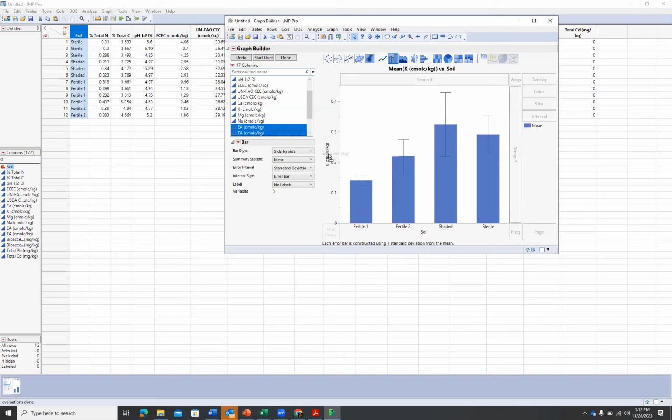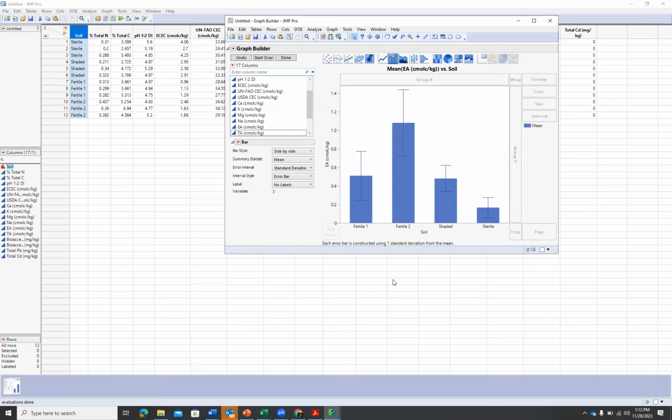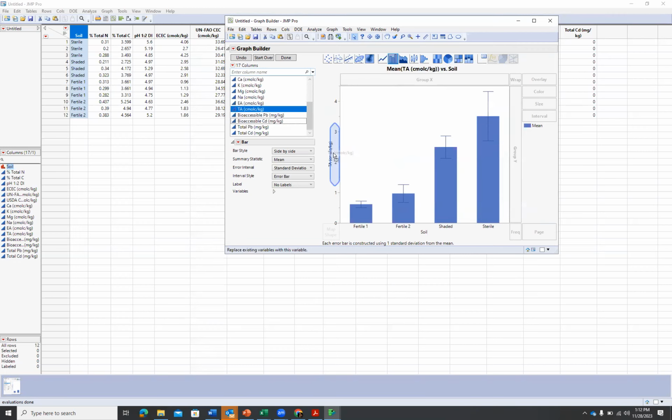What about exchangeable acidity? Not really. And if we do total acidity, total acidity looks like an indicator, right? At least we have our fertile soils clustered on the lower end and our shaded and sterile soils clustered on the higher end of total acidity, which is what I would expect. I would expect total acidity because hydrogen and aluminum, which are incorporated in the measurement of total acidity, are not necessary for plant growth. And even aluminum can be toxic to plant roots.